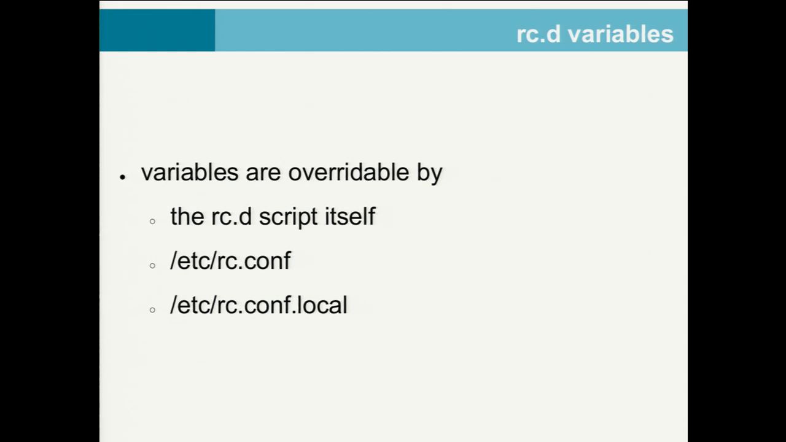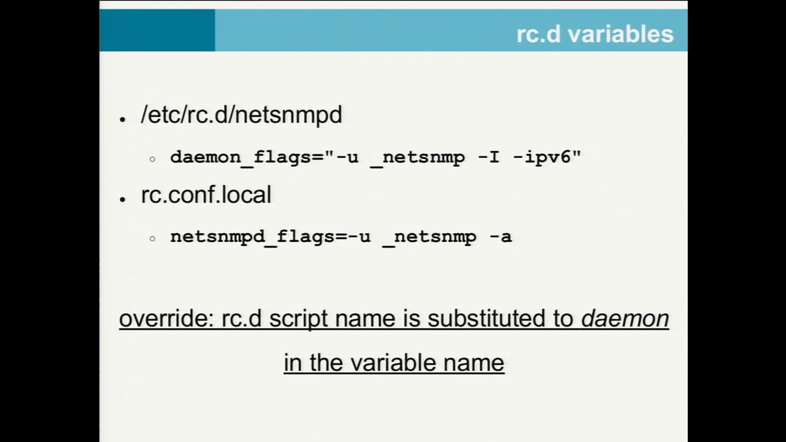The way that you override a particular variable, so here it's an example for flags, is that instead of having daemon flags equal, you substitute the daemon part with the RCD script name. So the first line here, daemon flags, is what's under the netsnmpd RCD script. By default, it will start with minus u, and so on. If you want to please Henning and remove IPv6 support, then you edit rc.conf.local and you drop the IPv6, and minus A is for, I don't know, logging support or I don't remember. So that's the way to override any variable: underscore class, underscore flags, underscore users, et cetera.